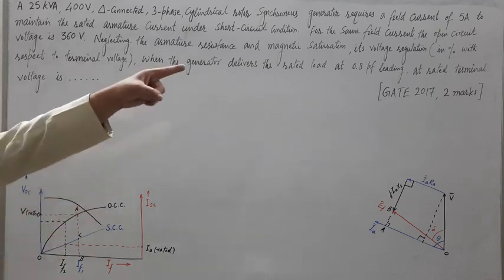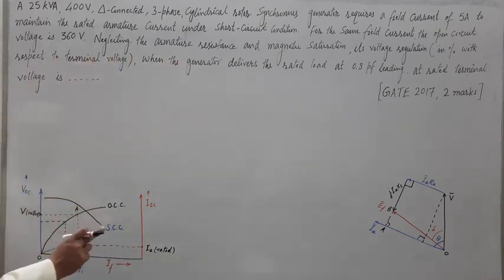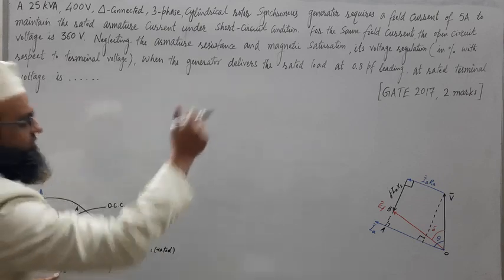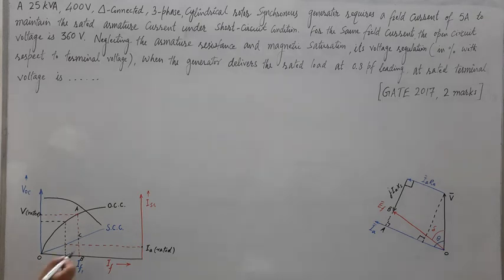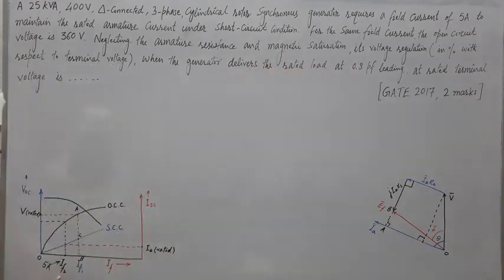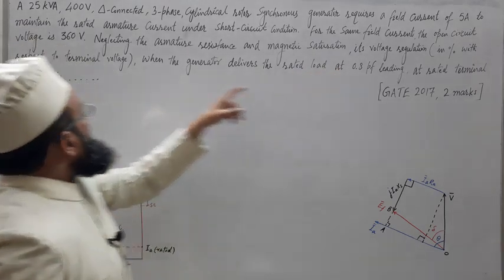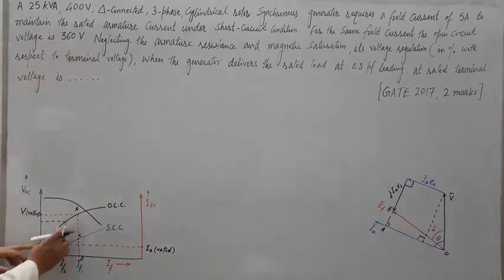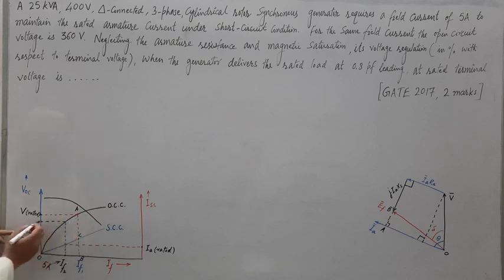It means this 5 ampere is corresponding to short circuit condition, means this characteristic, and this is corresponding to rated armature current. So the field current corresponding to this, that is IF2, is given as 5 ampere. This value is given in this problem as 5 ampere. Fine. For the same field current, that is this 5 ampere IF2, the open circuit voltage is this 360 volt. So for the same field current, open circuit voltage will be obtained on OCC, and this voltage is given as 360.